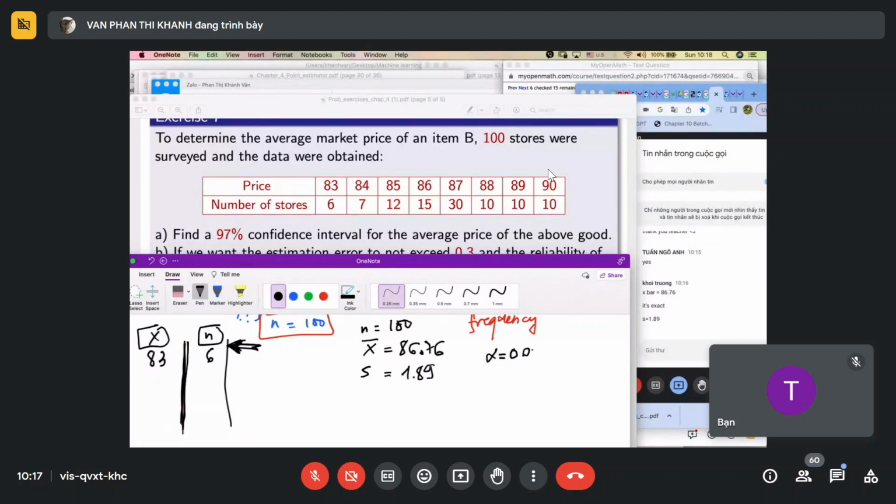Alpha here is 0.03, so you can find z alpha over 2. So the error here is z alpha over 2 times s over square root of n. And the 97% confidence interval is x bar minus E to x bar plus E. You can show it, right?